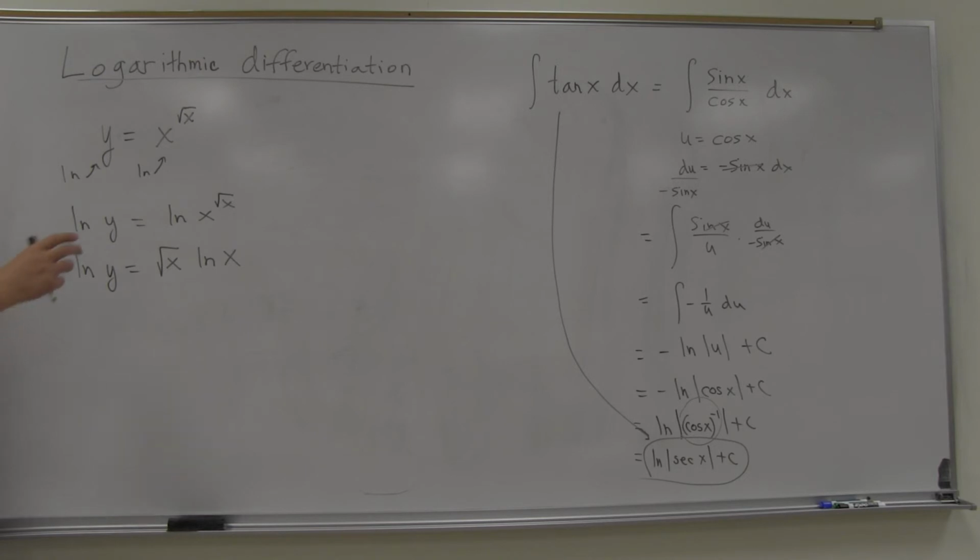However, on this side, instead of just y, I now have ln of y, so I have to deal with that. But basically it's an implicit d dx on both sides, the d dx of both sides.